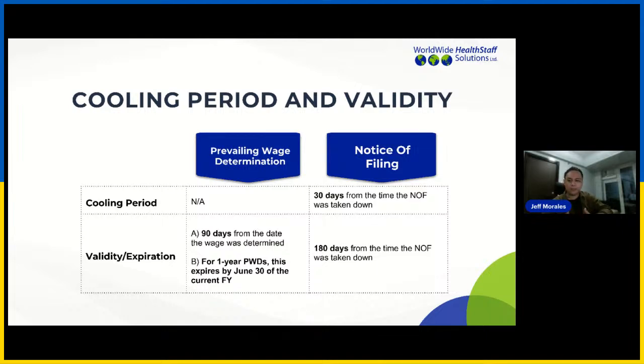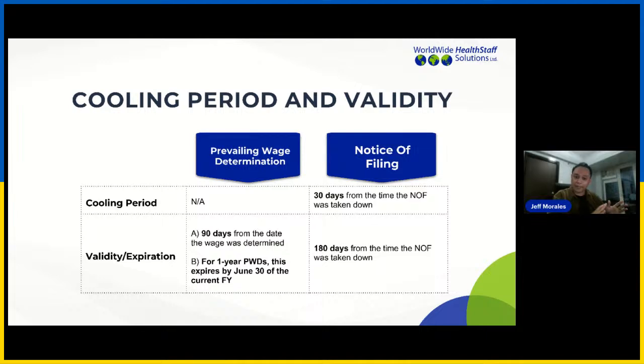For the 1 year prevailing wage determination, let's say it was determined by the Department of Labor on August 2nd. The expiration date, even though it says it's 1 year, is always June 30th, because that's when the financial year of the US ends. So again, I will repeat, for 1 year PWDs, the expiration date is always at the end of the financial year, which is June 30th.